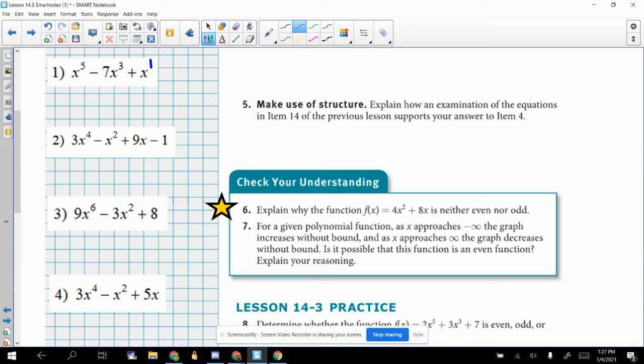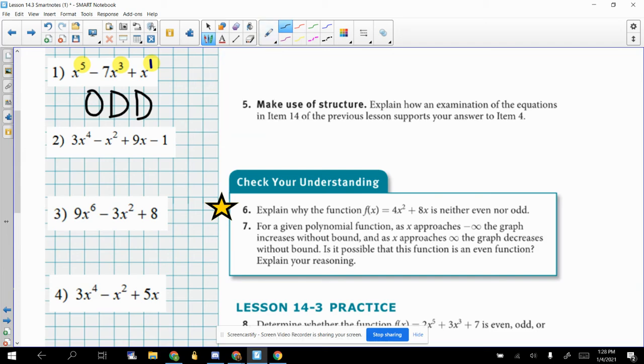So then I would go ahead and say, okay, let's take a look. We have a 5, a 3, and a 1 as our exponents. So that tells me that 5, 3, and 1 are all odd numbers, so we are looking at an odd function. Okay.